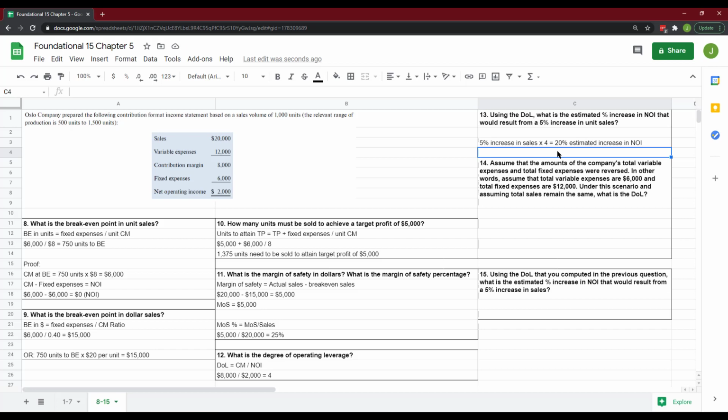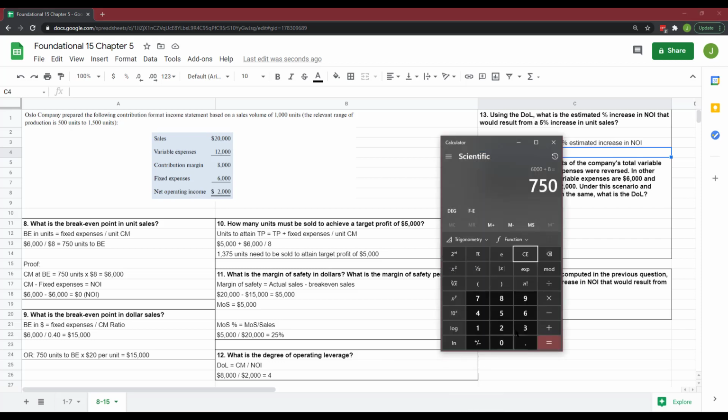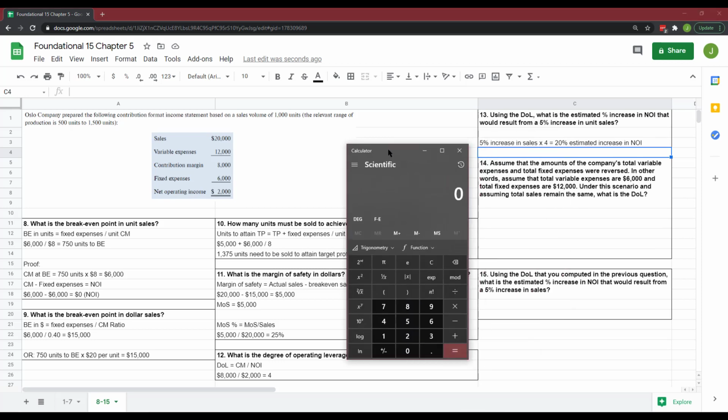Now you can confirm this by actually setting up a new contribution format income statement, actually saying, okay, sales, if that goes up by 5%, what's my new sales level? And then work your way through, and you will see that the new net operating income, when you set up that new income statement, should be 20% more than what you currently have. So as a check figure, we will do 1.2 times 2,000. So your new net operating income with a 5% increase in sales should lead to a $2,400 net operating income.